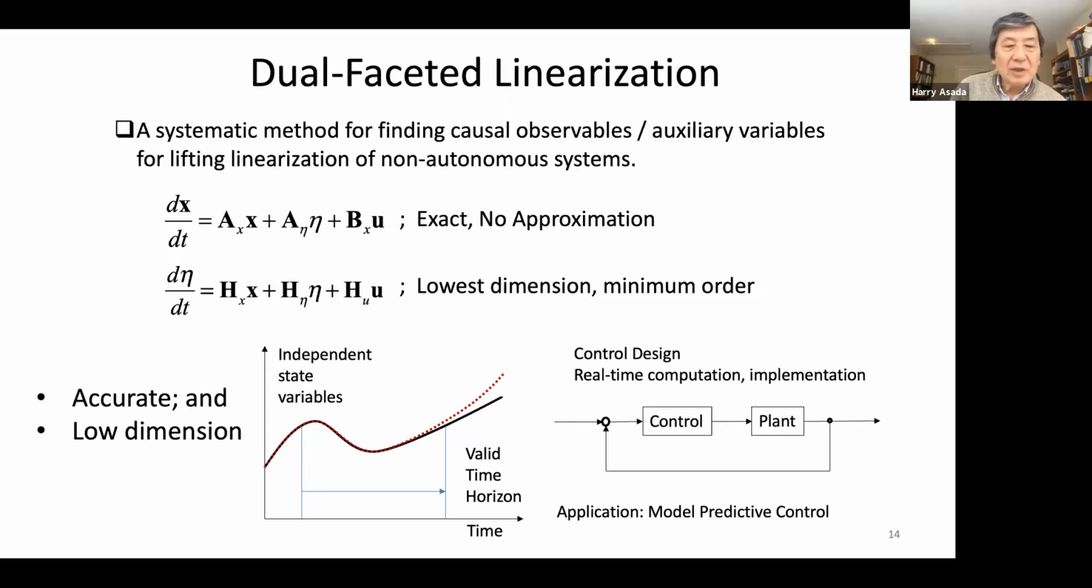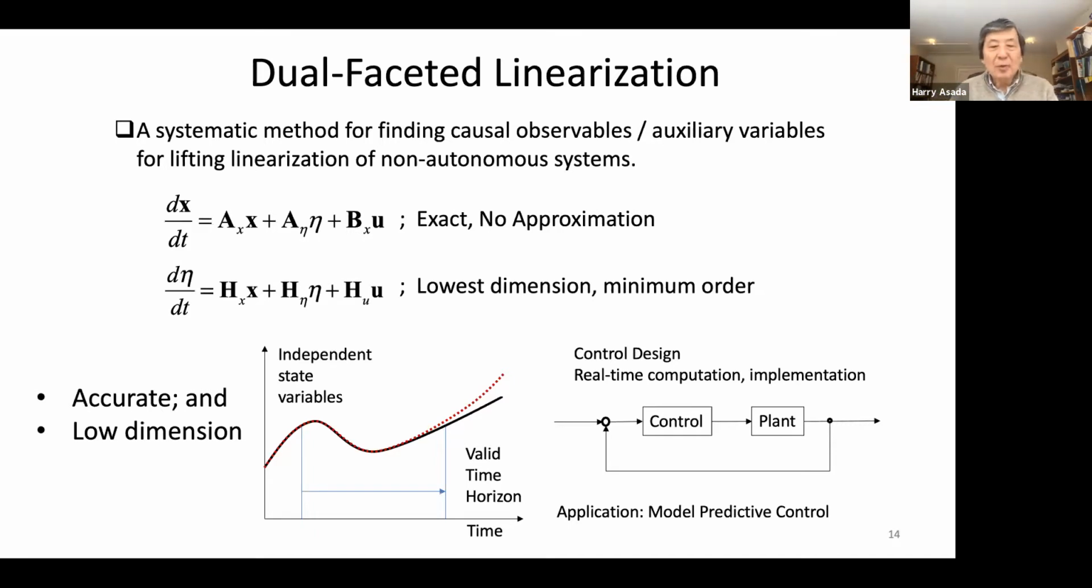It is work I've been doing in the last 5-6 years, a systematic method for finding dual causal observables or auxiliary variables. We use the words observables and auxiliary variables interchangeably, and these variables are for lifting linearization of non-autonomous systems. So the two equations are dx/dt, which turns out to be exact, no approximations involved. And the second equation, dη/dt, is an additional approximated differential equation, but with some good properties. It must be accurate and low dimensional. The low dimension is achieved because we don't need many etas. And then accuracy is another interesting point.